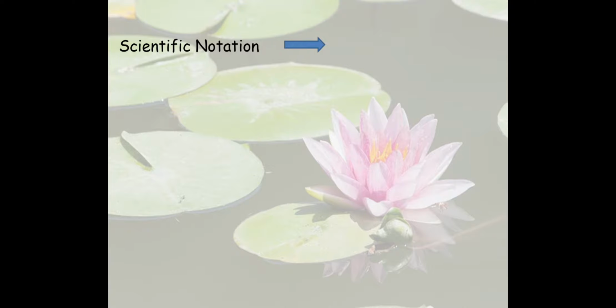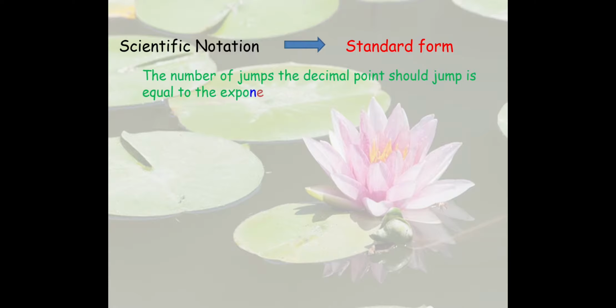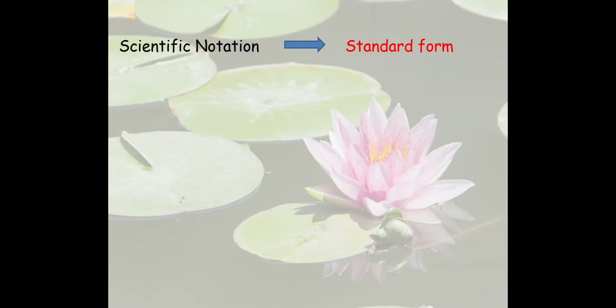Now we're going to change a number from scientific notation to standard form. The number of jumps the decimal point should make is equal to the exponent. When we see the exponent, it tells us how many jumps to the left or to the right the decimal point has to jump. If the exponent is positive, then the decimal point has to move forwards to the right. If the exponent is negative, then the decimal point has to move backwards, or jump to the left.